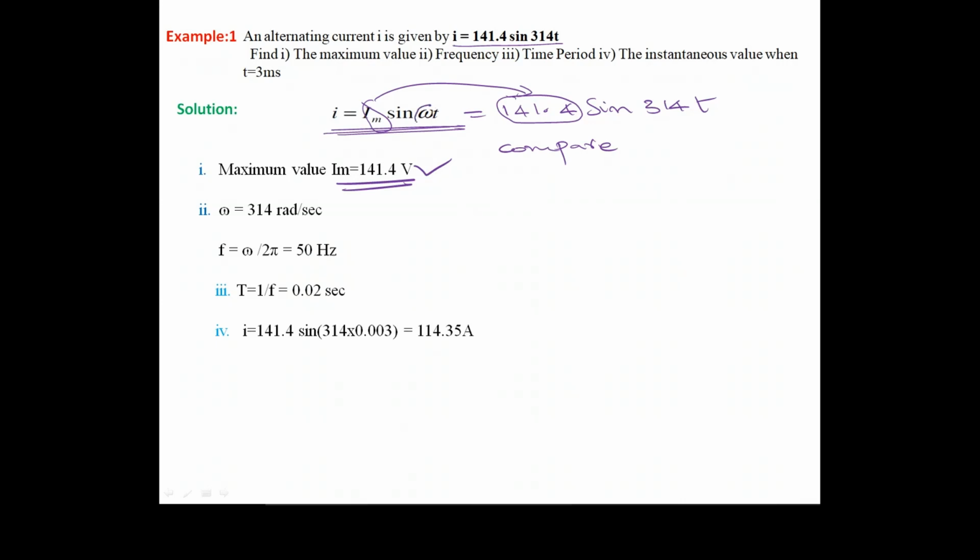Then when you compare omega t, what do you get? Omega is equal to 314, which is nothing but your angular velocity. Once you know the angular velocity, you have a formula: angular velocity is equal to 2 pi f. Omega is already 314 radians per second, so f is equal to omega by 2 pi, which is 50 hertz. So this is the frequency, and that part is over.